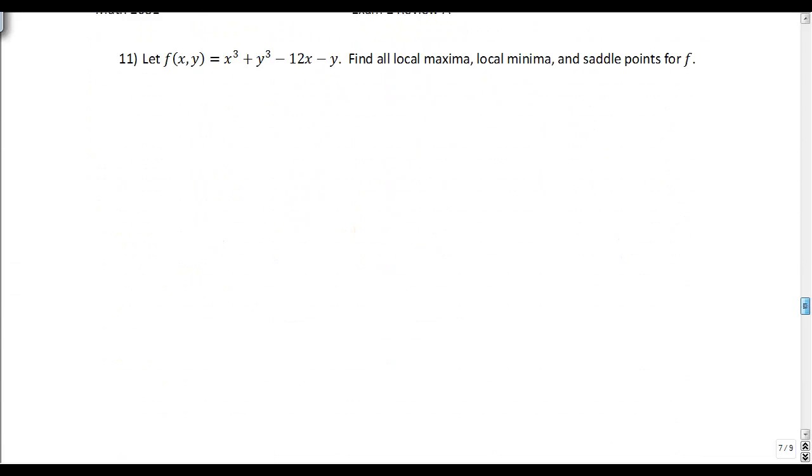Okay. Next one. Let f of x, y equal x cubed plus y cubed minus 12x minus y. I'm going to find all local maxima, local minima, and saddle points for f. So the first thing we're going to do is find our critical points. That's places where our partial derivatives are 0 or undefined. Our partial derivatives are going to be defined here because these are polynomials. So the first step is to find our critical points.